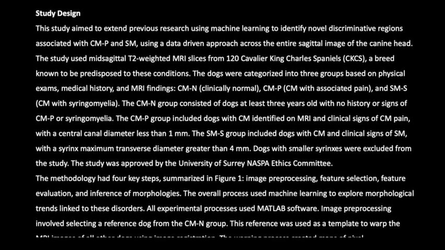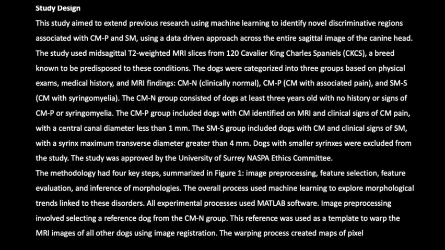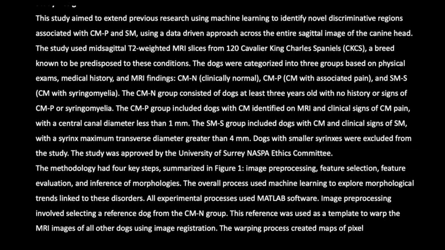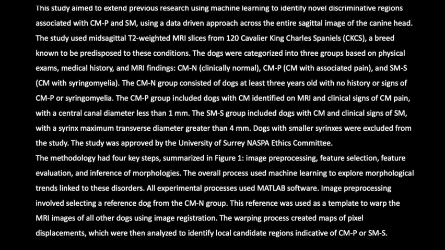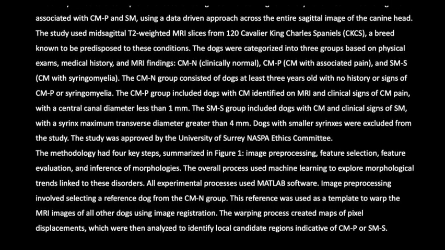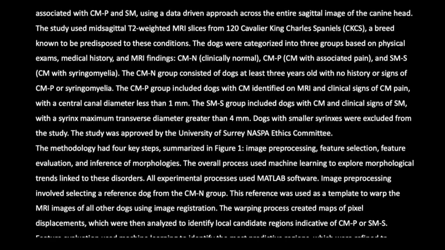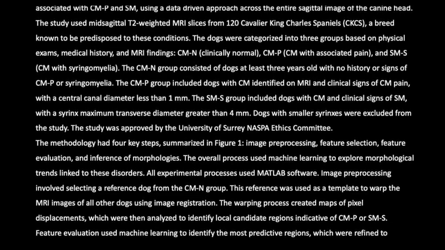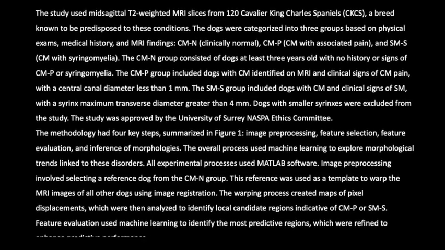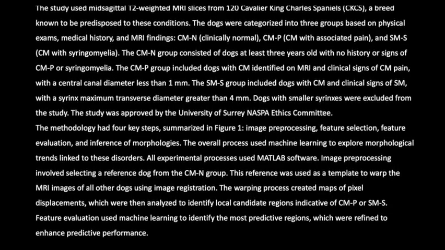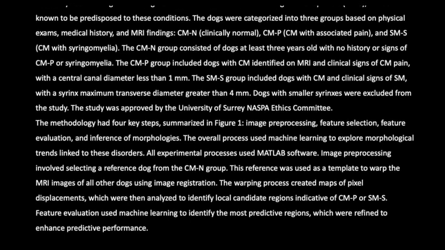The CMP group included dogs with CM identified on MRI and clinical signs of CM pain, with a central canal diameter less than 1 mm. The SMS group included dogs with CM and clinical signs of SM, with a syrinx maximum transverse diameter greater than 4 mm. Dogs with smaller syrinxes were excluded from the study. The study was approved by the University of Surrey NASPA Ethics Committee.